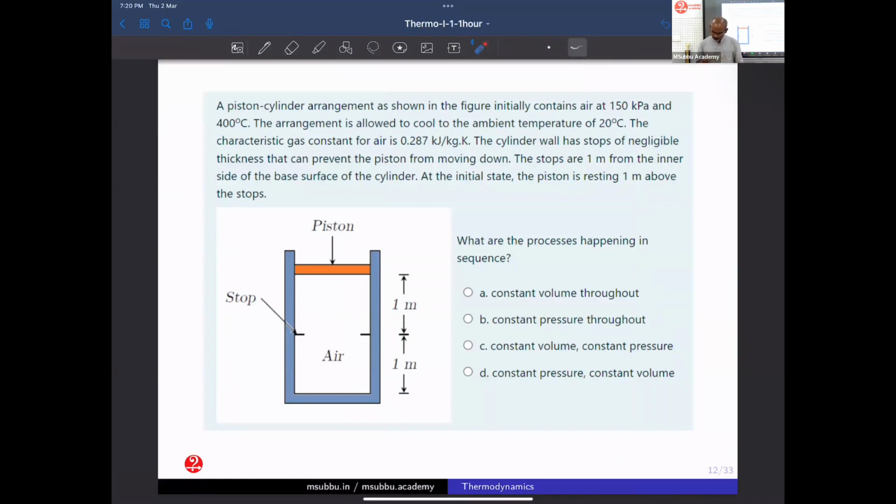Are we in a position to identify what sort of processes happen? I will read this problem, just to break from monotonous theory. Let us try to understand the problem and identify the answer.